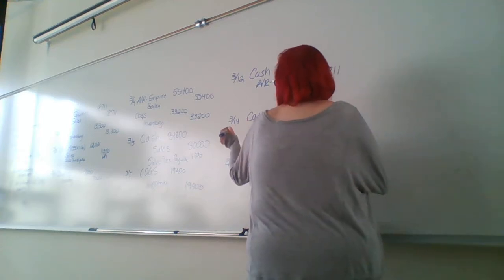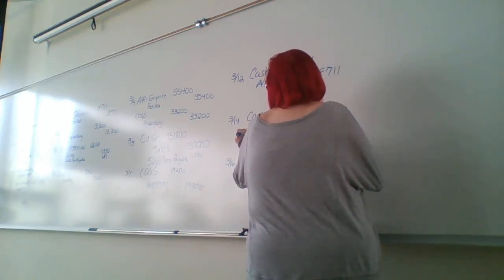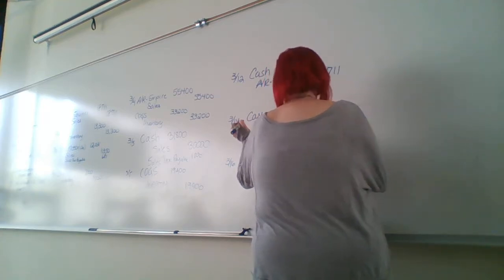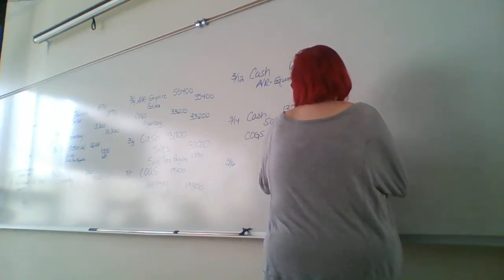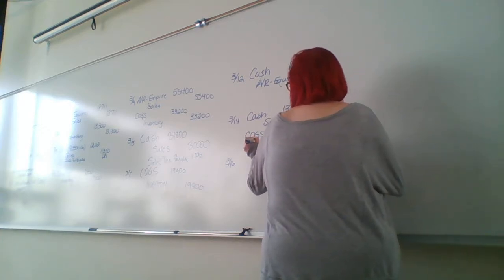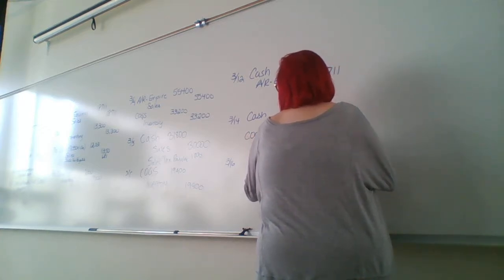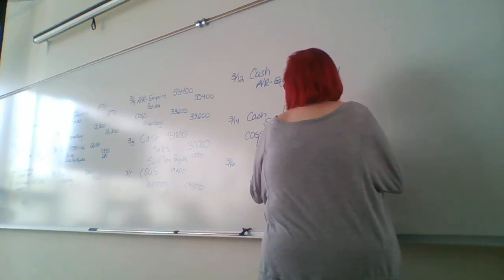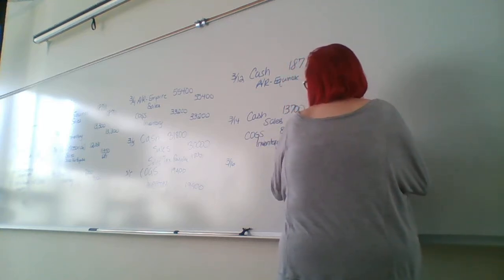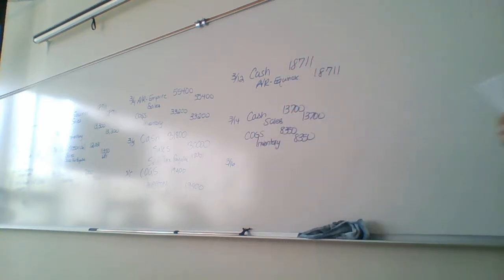And then what's the second journal entry? Cost of goods sold, so I have COGS for how much? $8,350, and I'm going to credit inventory for $8,350. This is why they pay us all the big money, all the accountants.